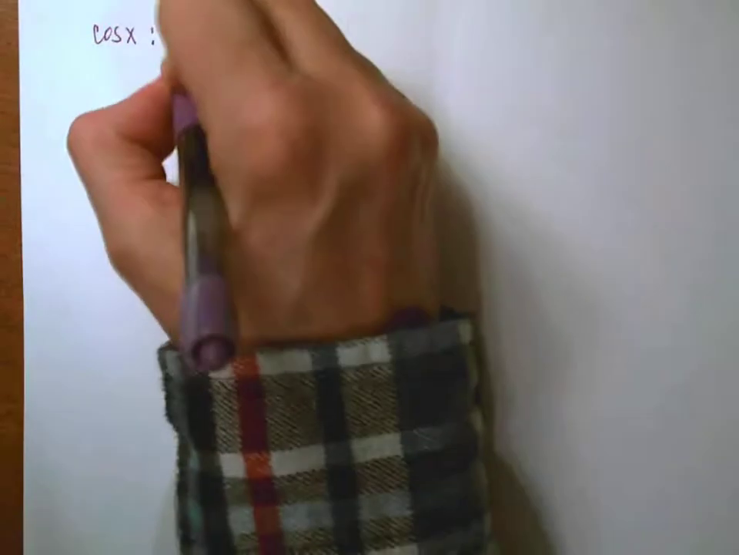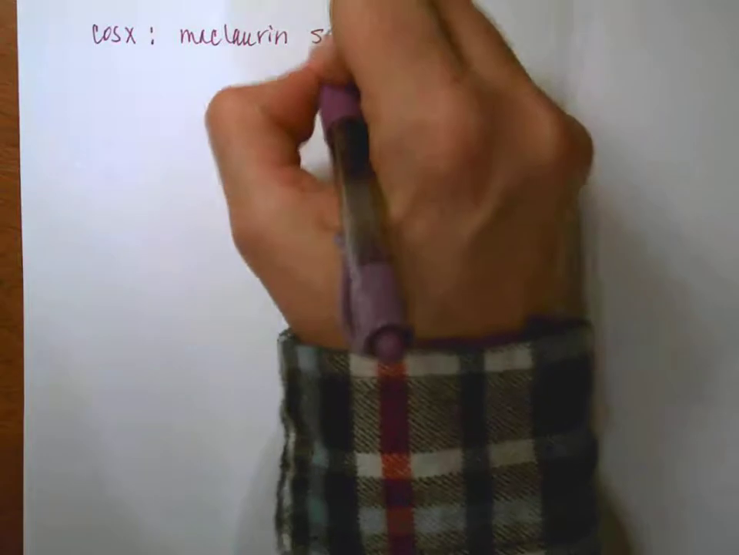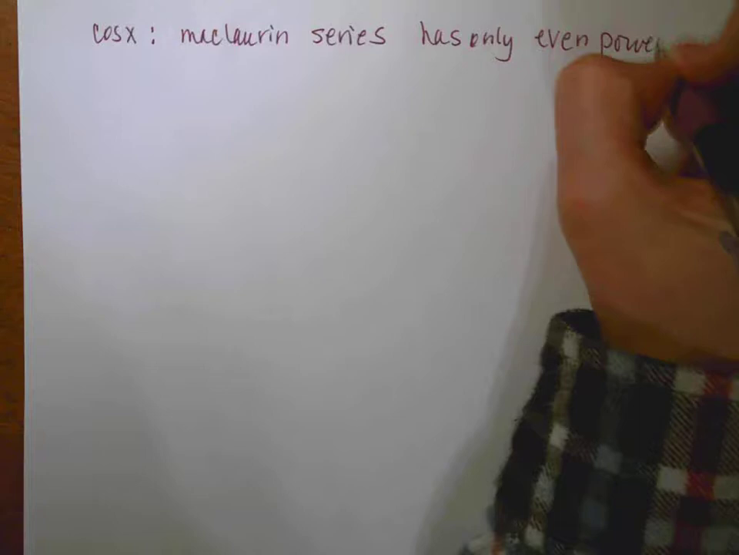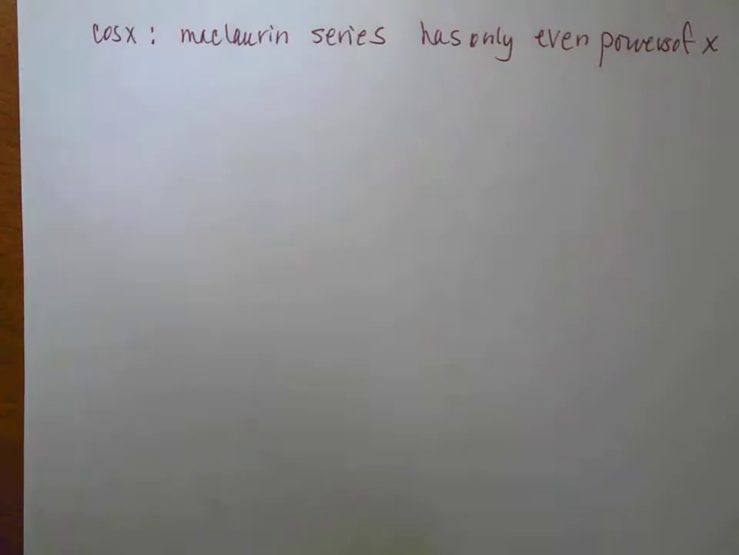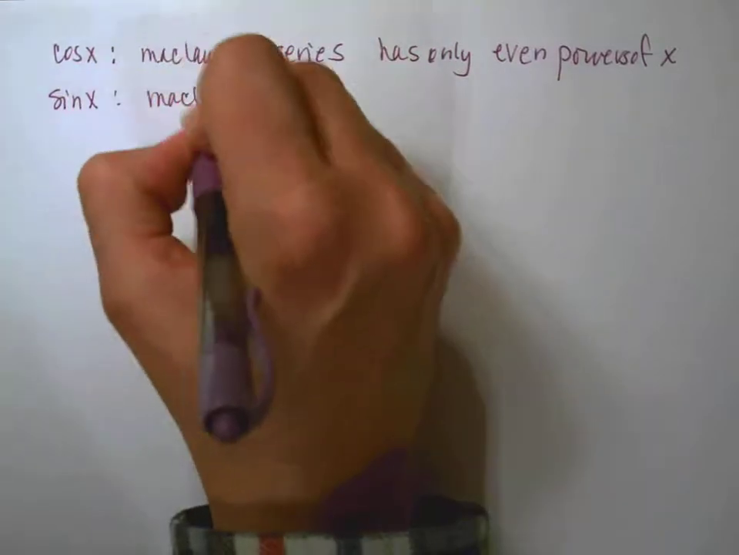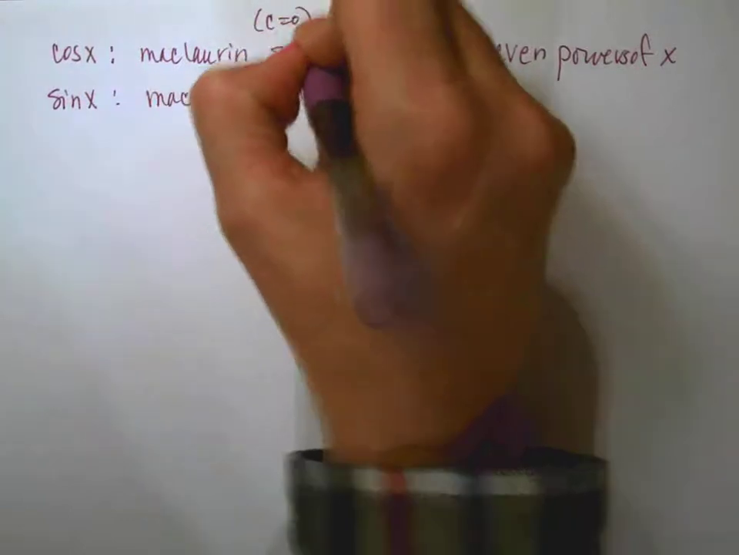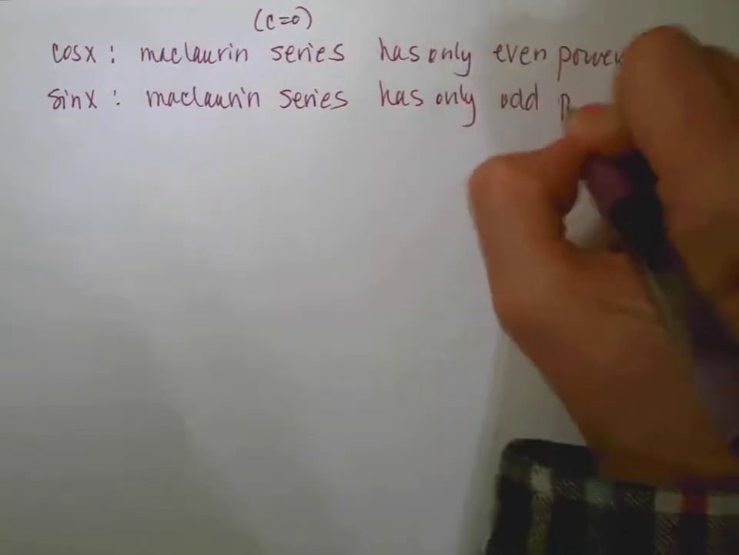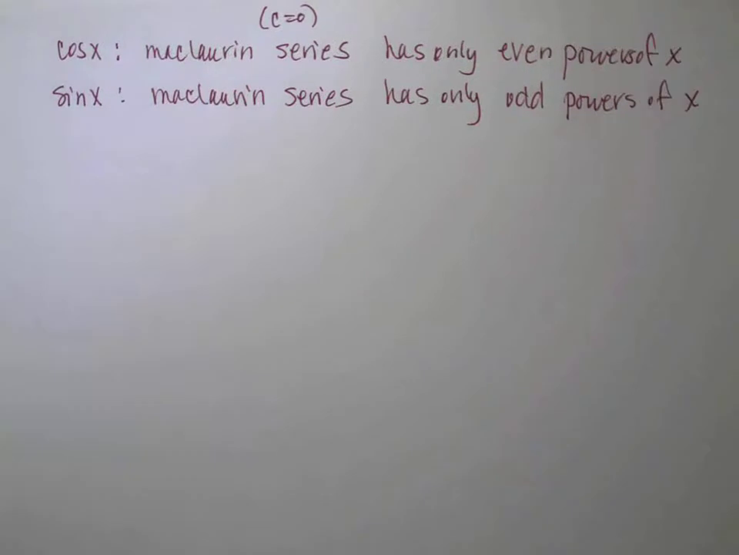Alrighty? One last little closing note to notice is that for the cosine of x, the Maclaurin series has only even powers of x. Okay, and I don't know that you need to memorize that, but if you happen to remember it, it would just save you some work. And then the sine of x Maclaurin series, and remember, this means that c is equal to 0, has only odd powers of x. Okay, so if you remembered that, that would be great. If you don't, the world won't come to an end.